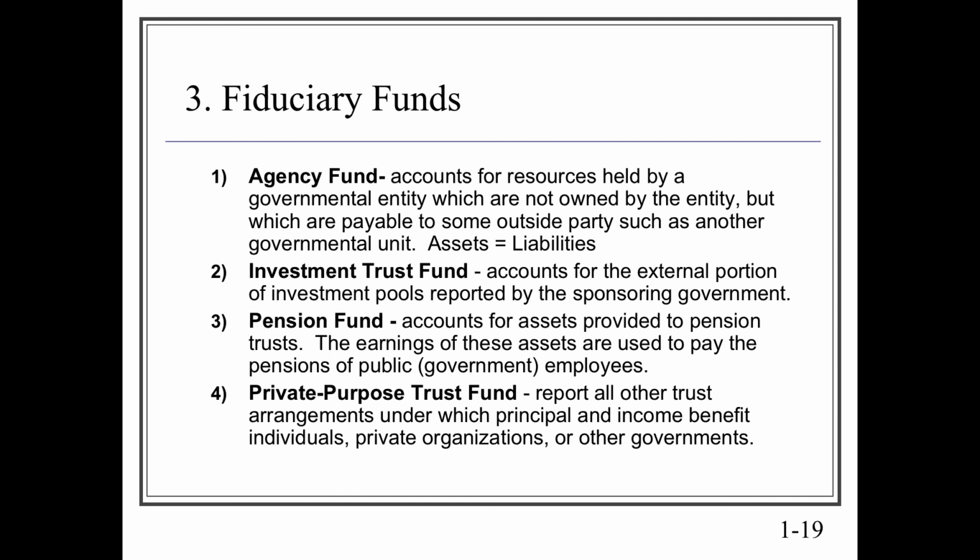Investment trust funds account for the external portion of investment pools reported by the sponsoring government. Pension funds are used to account for pension and employee benefit funds for which the governmental unit is the trustee. Private purpose trust funds report all other trust arrangements under which principal and income benefit individuals, private organizations, or other governments.